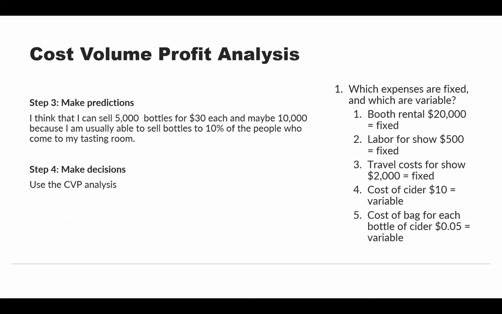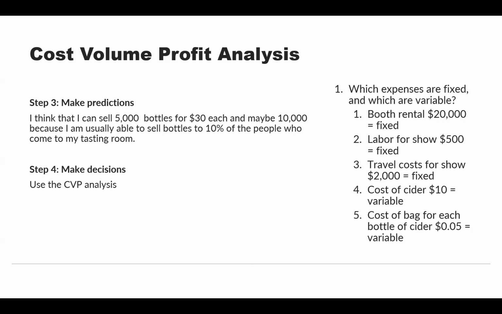And then you need to make a decision. Do you do this or not? And that's where the cost volume profit analysis can be a tool that you can use. So the first thing you need to do is define which expenses are fixed and which expenses would be variable for this endeavor. So the booth rental is a fixed cost.